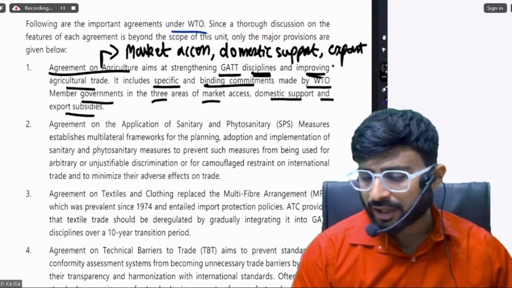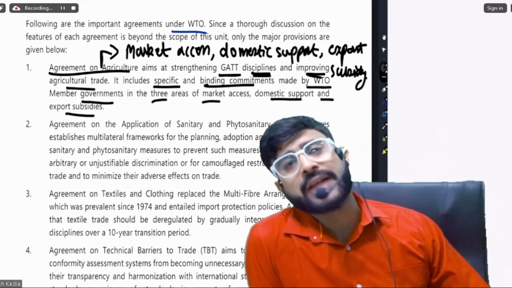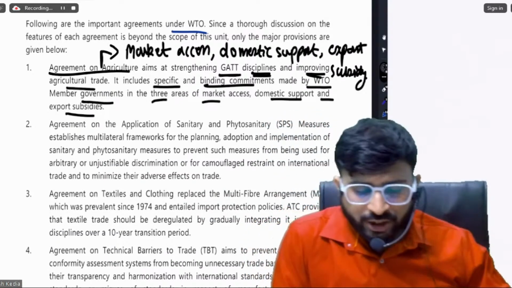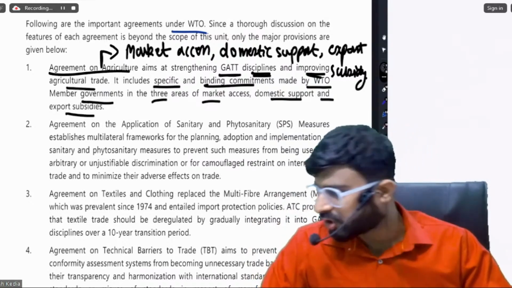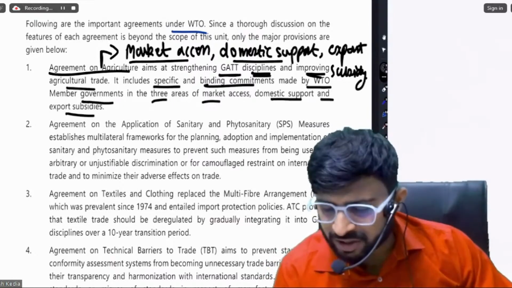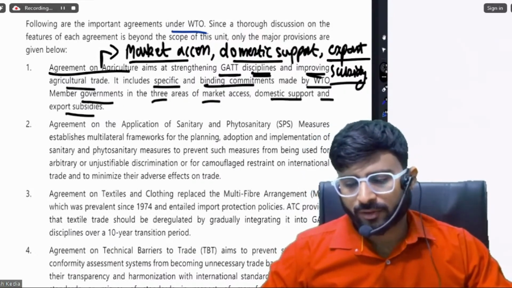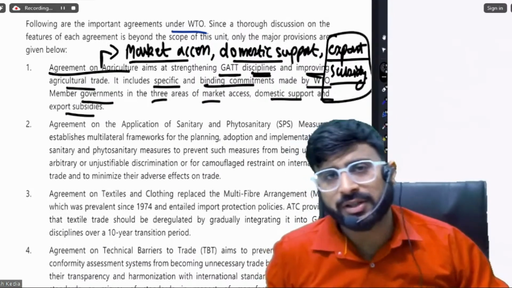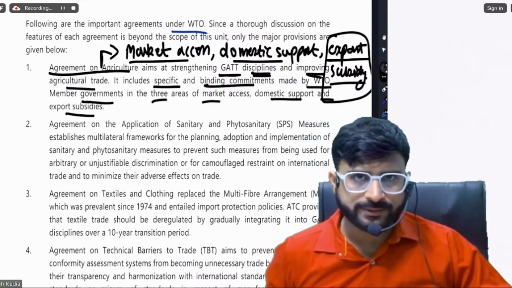So, if somebody is exporting agricultural products, then the exporting country should not impose tax on them. So agreement on agriculture talks about 3 points: market access, domestic support, and export subsidy. Subsidy should be there, but taxes should not be there. Subsidies can be given, but taxes should not be imposed.